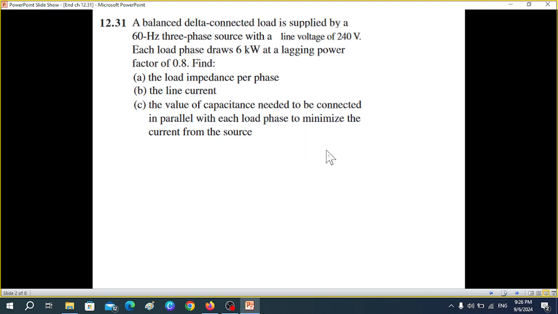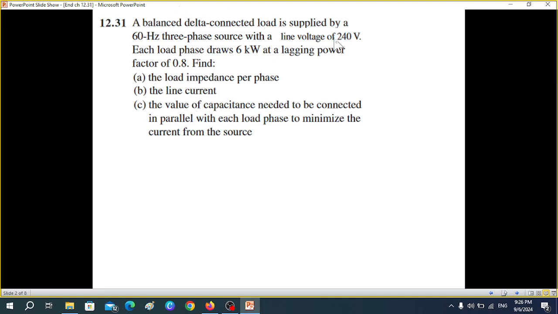This is the question. A balanced delta connected load is supplied by a 60 Hz three-phase source with a line voltage of 240 volt. Each load phase draws 6 kilowatt at a lagging power factor of 0.8. We have to find these three parameters.